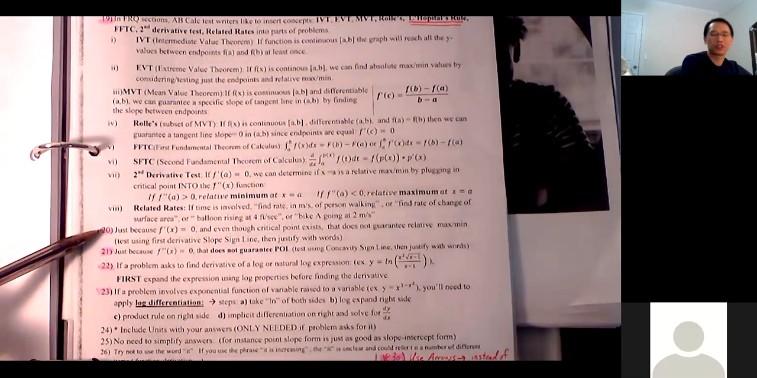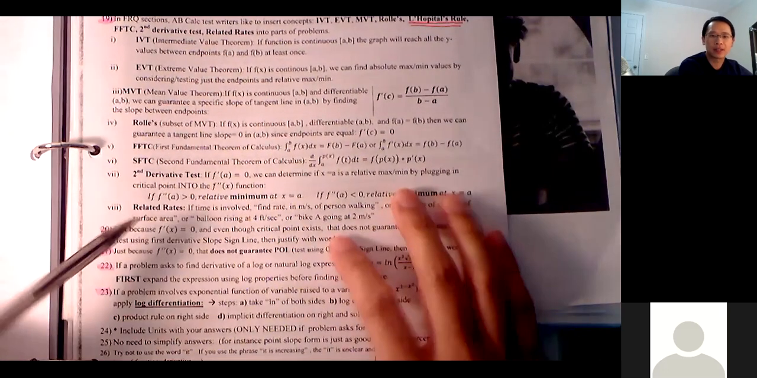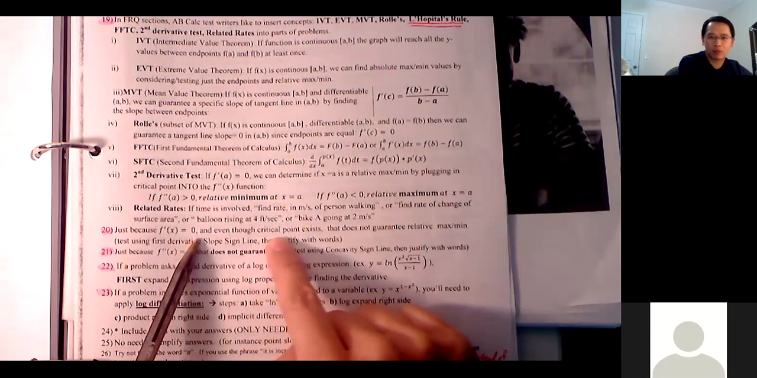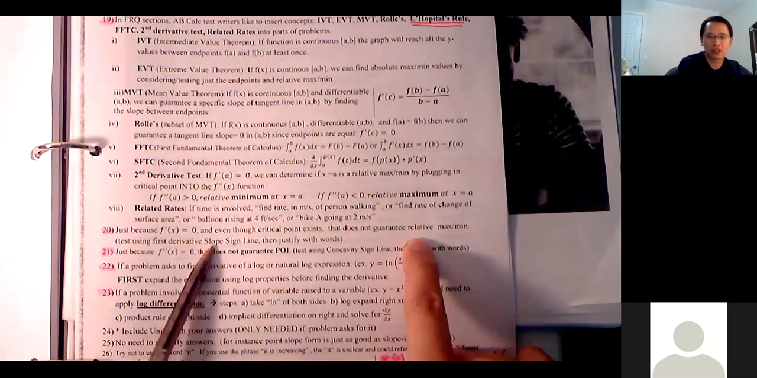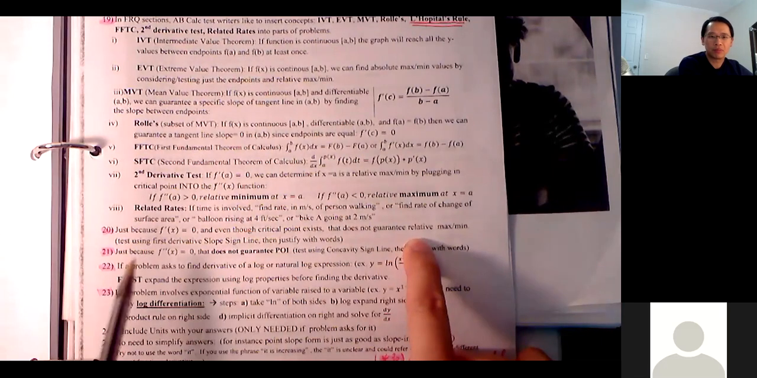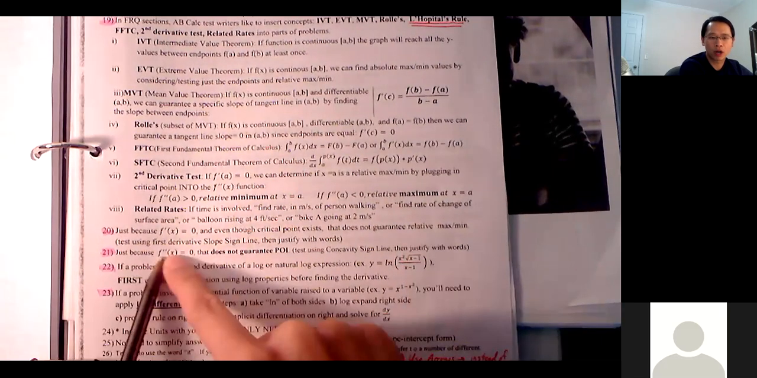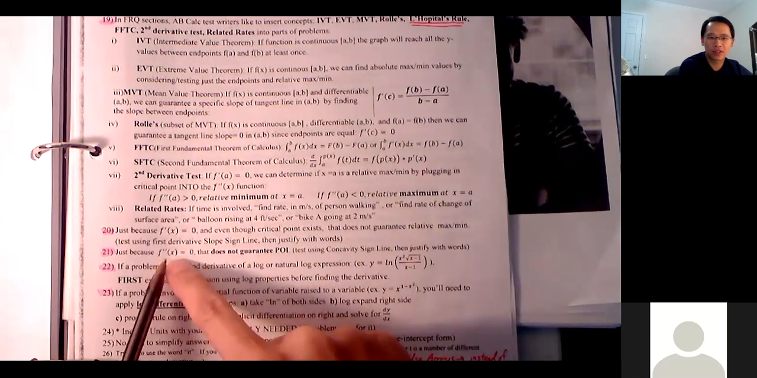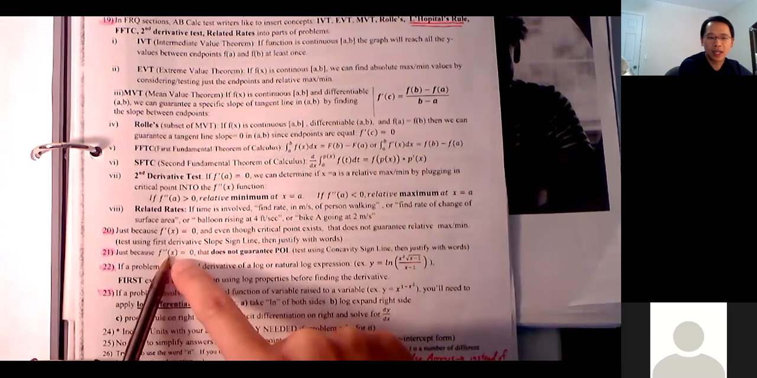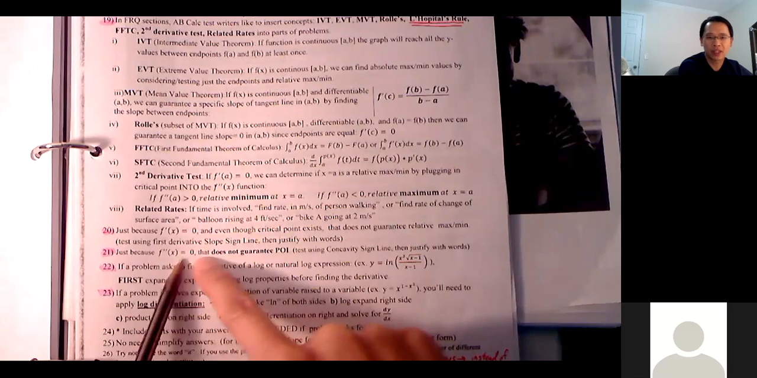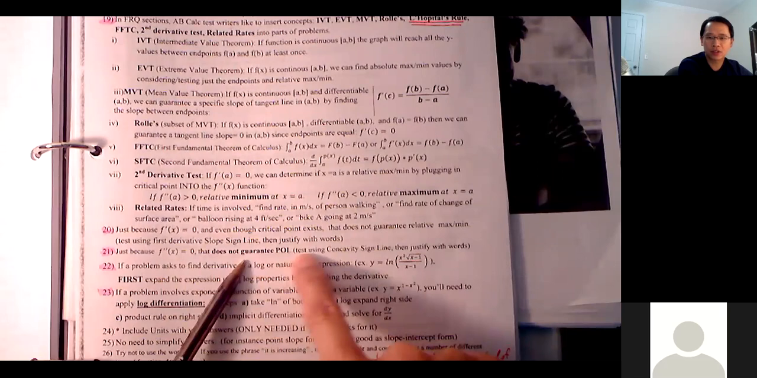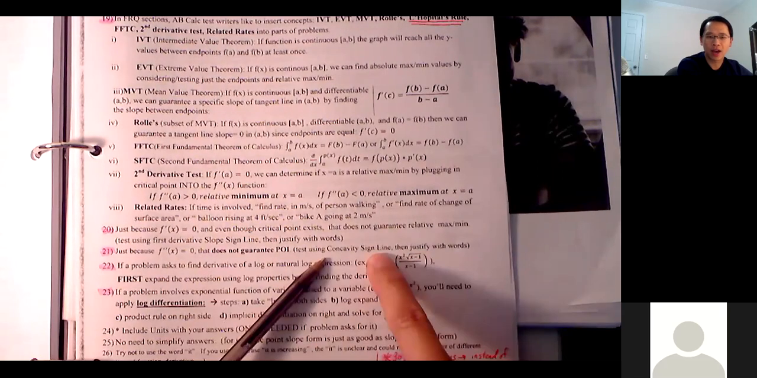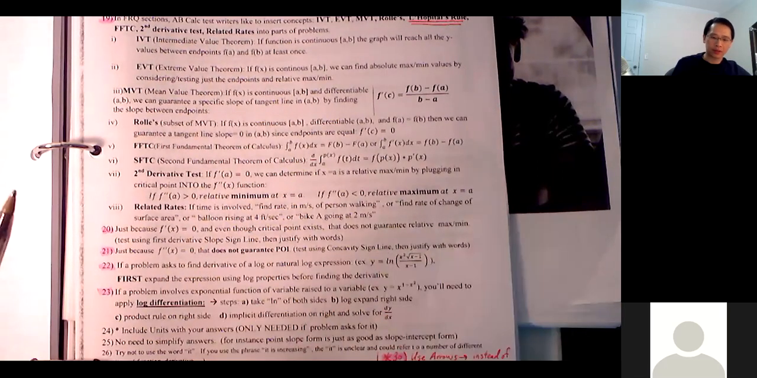A couple of points here. Just because my slope is 0, it doesn't mean that we can guarantee a relative max or relative min, right? You have to go through your slope sign line and justify with words. And this is the more problematic thing: sometimes students see a second derivative value go to 0 and assume that must be a point of inflection. It's a critical point, but we can't guarantee a point of inflection until we actually go through a concavity sign line. So let me show you an example of that.